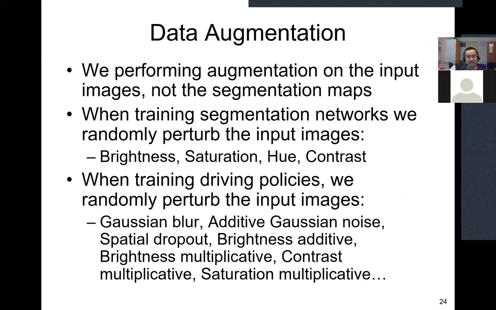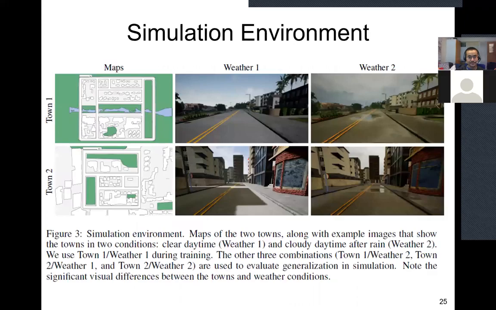So for data augmentation, they augment the data on the raw input images. They randomly perturb the input images, brightness, saturation, hue, contrast, when training the segmentation networks, the perception module. When training the driving policy module, they randomly perturb the images with Gaussian blur, additive Gaussian noise, spatial dropout, etc.